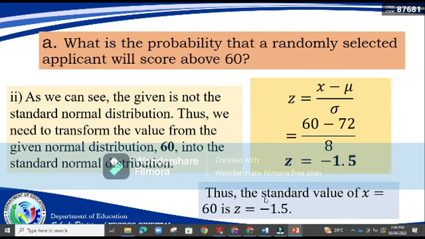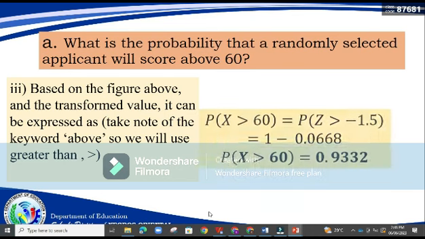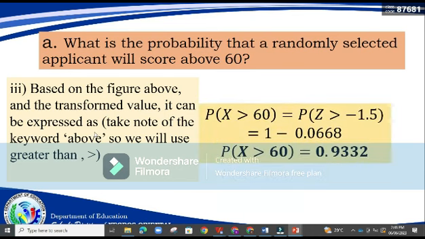So this is now the standard value, or the z-score, when x is 60. Based on the figure above and the transformed value, it can be expressed as, take note of the keyword above, so we will use greater than. The probability when x is greater than 60 is equal to the probability when z is greater than negative 1.5. Since it's greater than, remember the total area under the normal curve is 1. So you'll have 1 minus 0.0668.